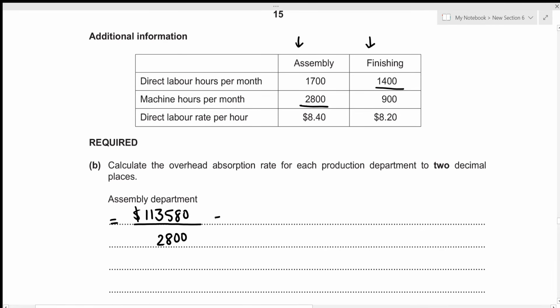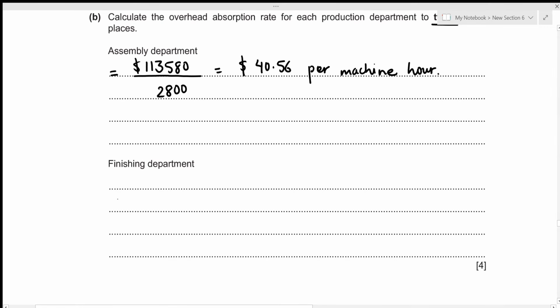Now this gives us the overhead absorption rate of 40.56 because we were told that we only need two decimal places. 40.56, but we also need to write per machine hour because we are calculating it by dividing with the total machine hours. So this will be the overhead absorption rate for assembly department. Let's just repeat the process for finishing department as well.